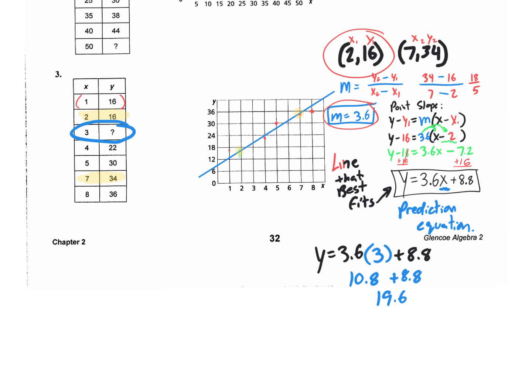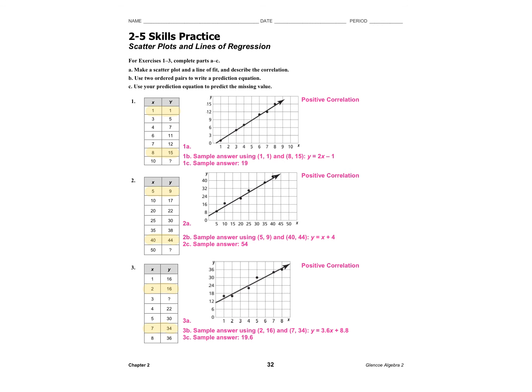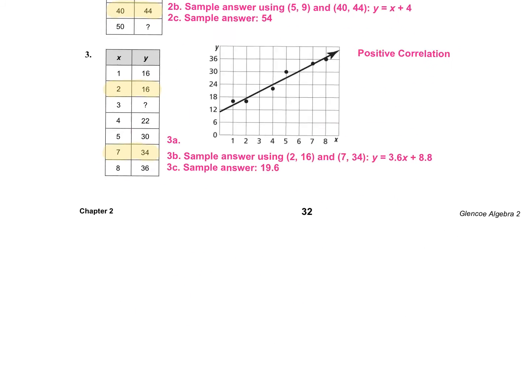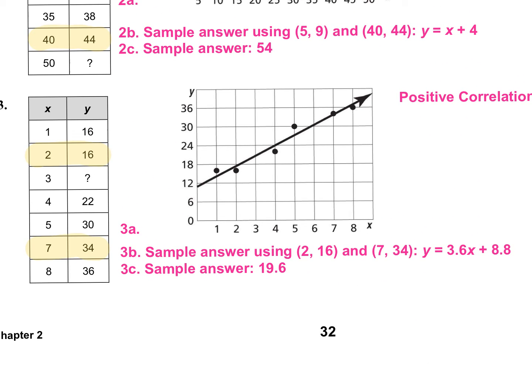If you check your answers on Google Classroom, I wanted to mention that they say sample answer because it doesn't have to be the only answer, right? Maybe you thought that instead of the second point and the second to last, the way the book did it, maybe you thought that the first one and the second to last was a good combo, and that would give you a slightly different answer. That doesn't mean that it's wrong. It just depends on which you believe would be the best 2 points.